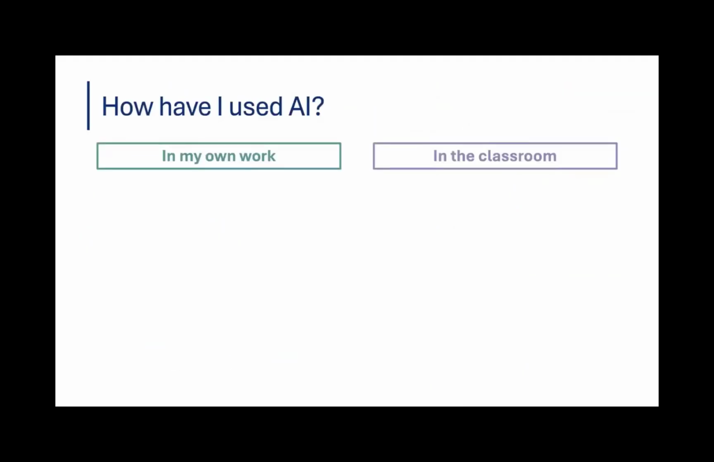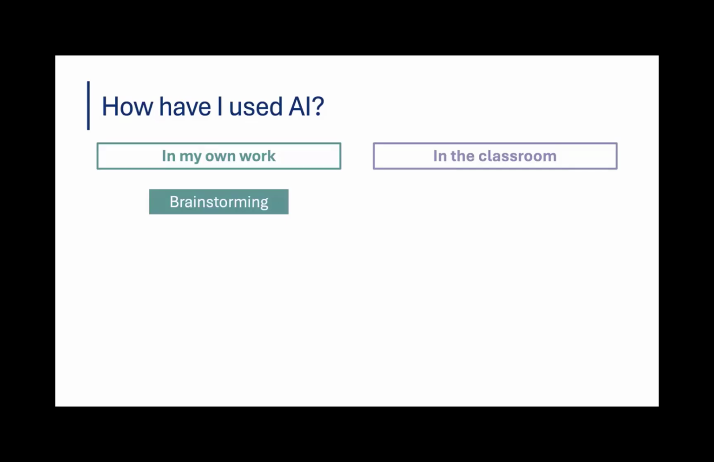And so I wanted to start off by summarizing some of the common ways that I've used AI, and these really reiterate what the previous panelists have already said. There are two major ways I've done that: in my own work, in the research that I'm doing, and also in the classroom.